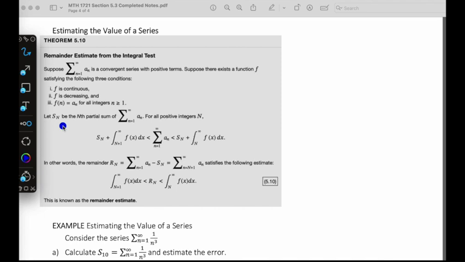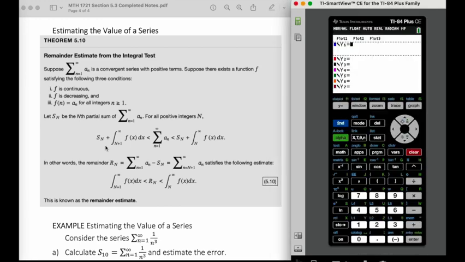So if I want to be more accurate, I'm going to use the 100th partial sum because that's going to be adding up more of the terms. The more terms we add up, the more accurate our estimation is going to be. But the question is, how far out do we go for n to be within a certain error?